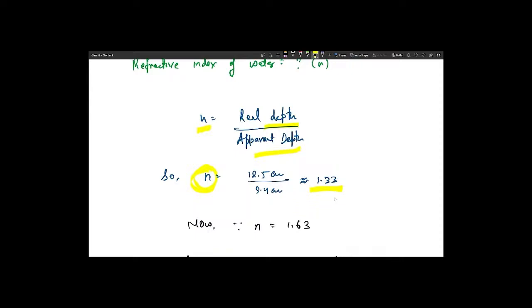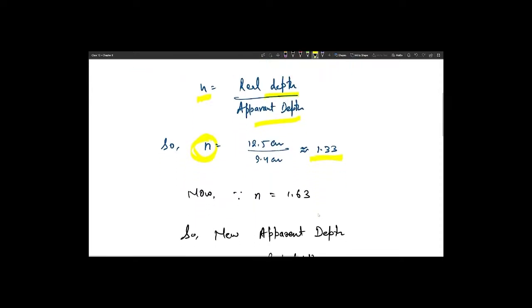Now the question says that when the water is replaced with a fluid of refractive index 1.63, then what would be the apparent depth? It is not asking directly what the apparent depth is, it is asking by what distance the microscope will move so that it can focus again. So in a nutshell, it is asking what the new apparent depth is.